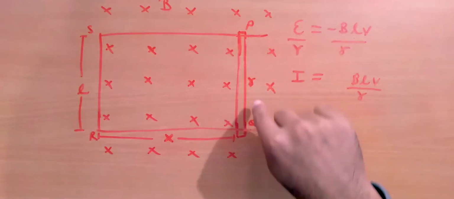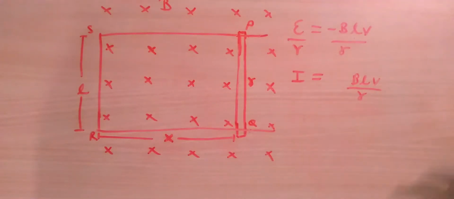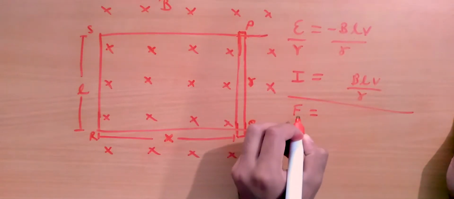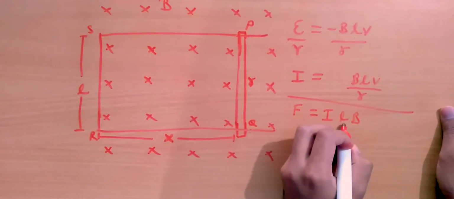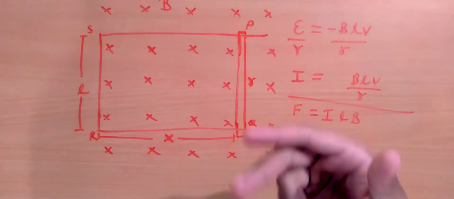Now we know that if we have a current carrying conductor in a magnetic field, that conductor feels a force, right? We've learned how to find the magnetic force on a current carrying conductor, so we can calculate that even in this case. The force on a current carrying conductor is simply given by ILB, where I is the current in the conductor, L is the length of the conductor, and B is the magnetic field in which the conductor is present.